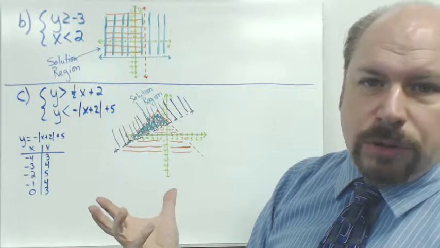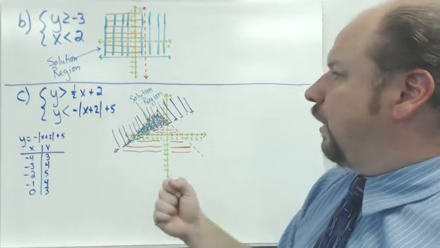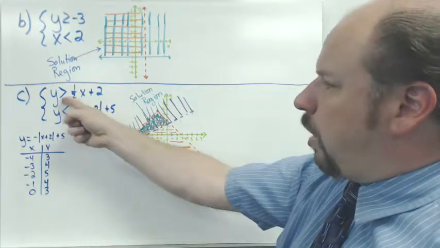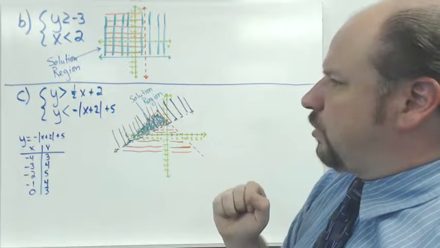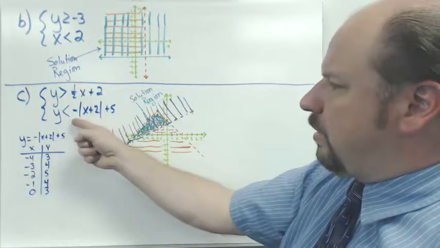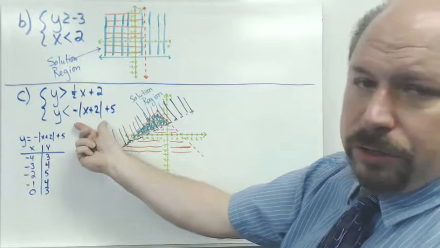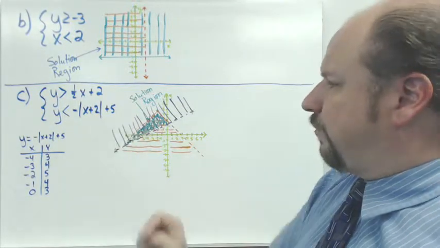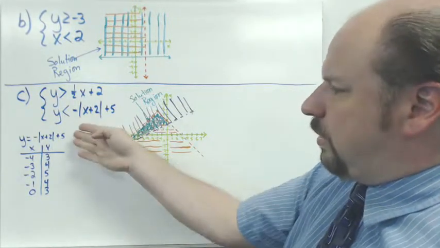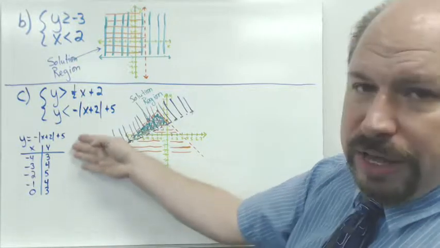Okay, so now let's try one with maybe an absolute value in it. So we have y is greater than 1/2 x plus 2, and y is less than negative absolute value of x plus 2, plus 5. Okay, so over here, I made a table of values.